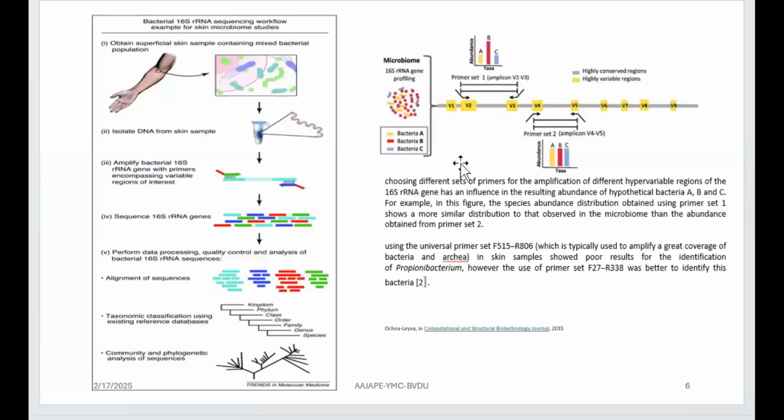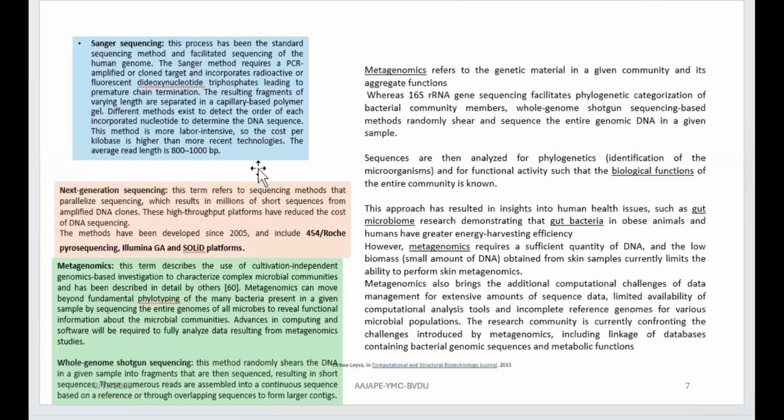So this is just to show you that these are the different hypervariable regions, and when you choose specific sets of these hypervariable regions, what is going to be the outcome? Now, when I talk about sequencing, as we have discussed earlier, Sanger sequencing, next generation sequencing, metagenomic or whole genome shotgun sequencing, all these techniques we have learned individually in different lectures.